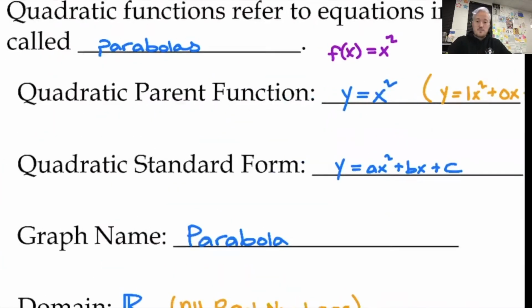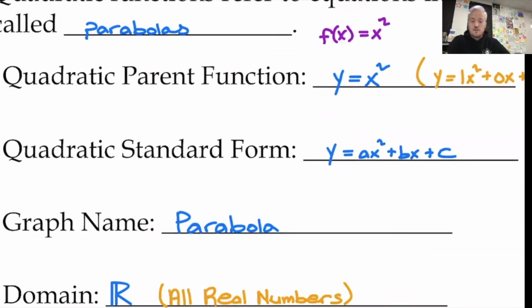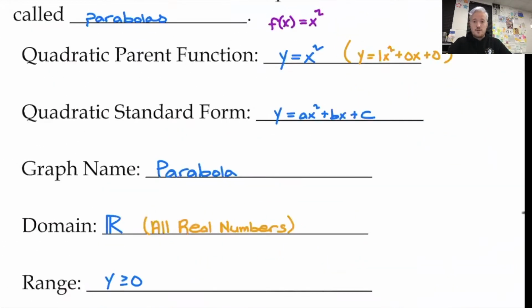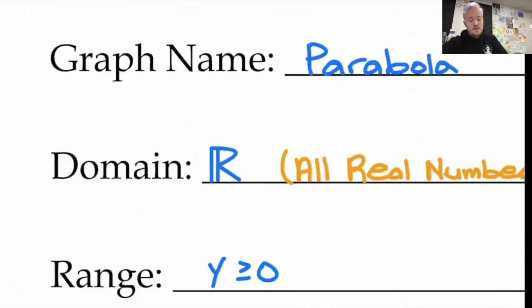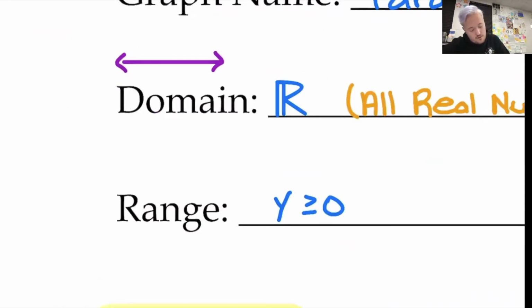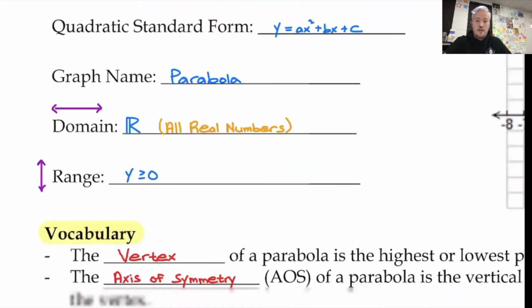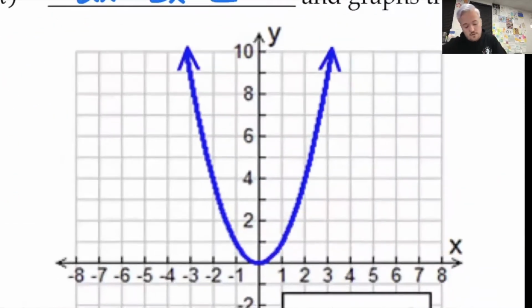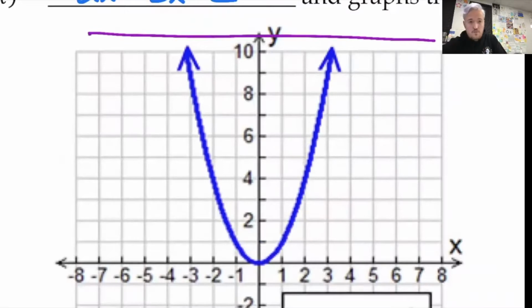All right, so as mentioned before, we have the standard form, which is ax squared plus bx plus c, and the graph is called a parabola. When referring to the domain and range, remember the domain refers to how far left and right it goes, and the range refers to how far up and down it goes. I already have the graph over here. If I'm looking at how far left and right it goes, it's going to be all real numbers. It's never going to stop going to the left. It's never going to stop going to the right.